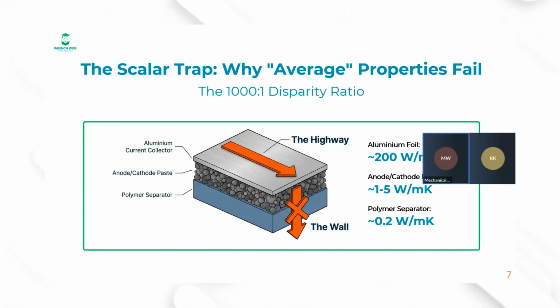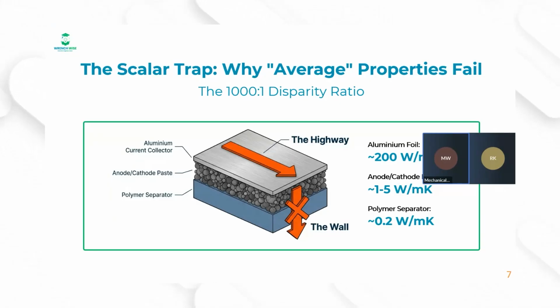So if we use a single average scalar number, you are mathematically saying that the highway and the wall have merged together. You're essentially saying to the solver that, hey, the insulating wall does not really exist. The consequence of this error is quite massive. By ignoring this internal resistance, an isotropic model can lead to a 2000% over-prediction of radial cooling.